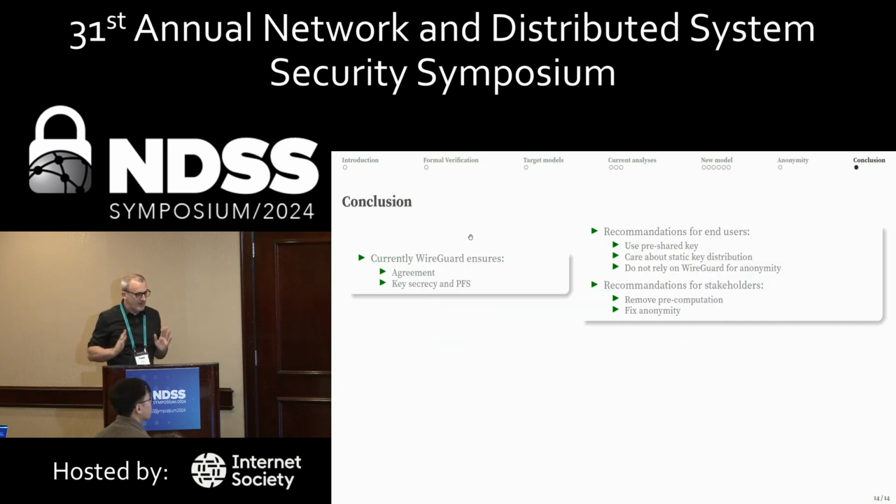So, as a conclusion, currently WireGuard ensures agreement, key secrecy, and perfect forward secrecy. We have recommendations for end users. Use a pre-shared key. It is currently, I repeat, currently optional in WireGuard. You should use a rotation key. You should care about static key distribution, and do not rely on WireGuard for anonymity.